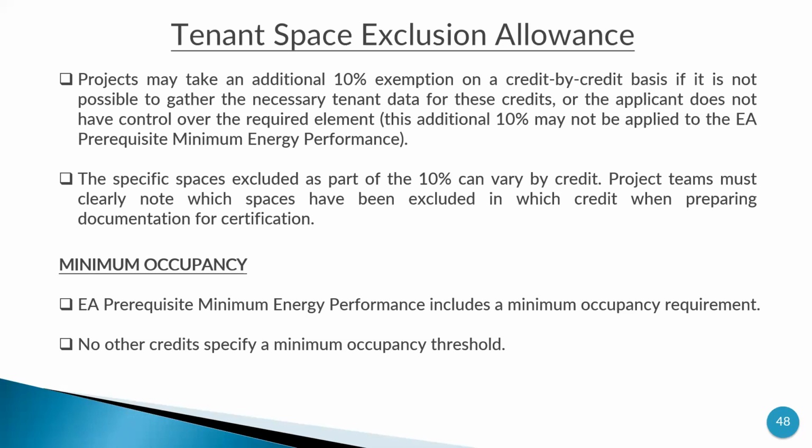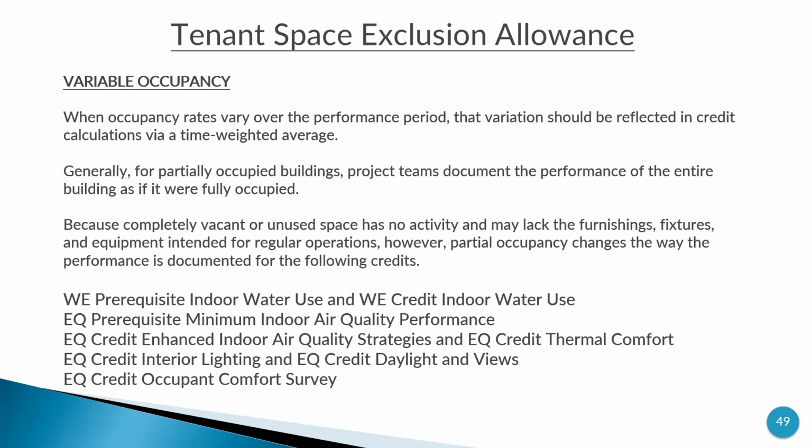What is this minimum occupancy? Which are those locations you take it? Energy and atmosphere, minimum energy performance. Here we require a minimum occupancy requirement, and no other credit specifies a minimum occupancy threshold except that one. Coming to variable occupancy, again we'll be looking at water and energy prerequisite, indoor water use, credit also indoor water use, minimum indoor air quality performance, enhanced indoor air quality strategies, thermal comfort, interior lighting, daylighting views, occupant comfort survey.